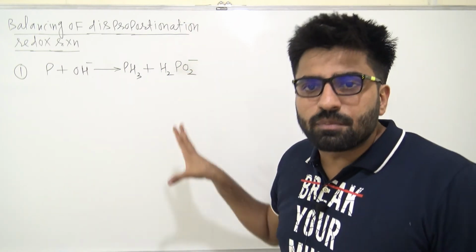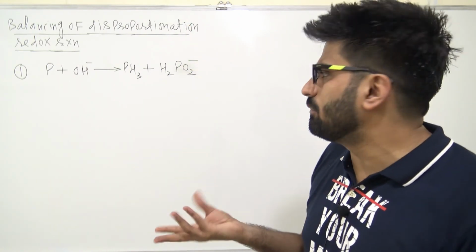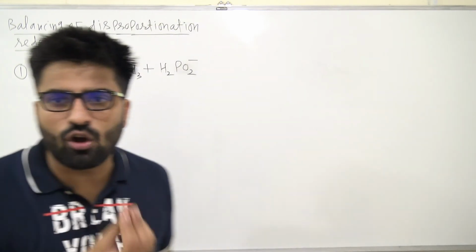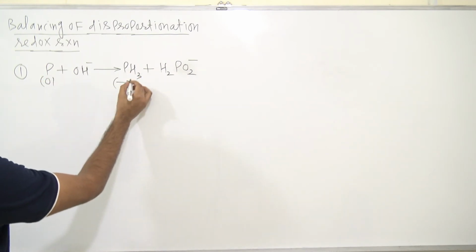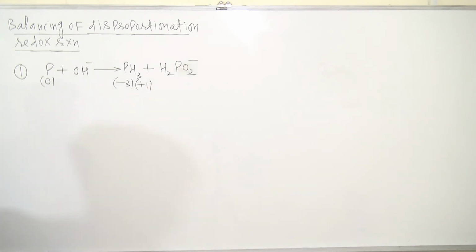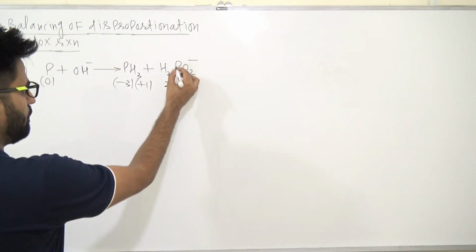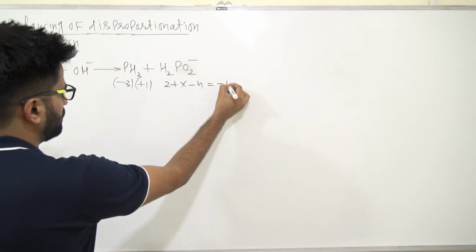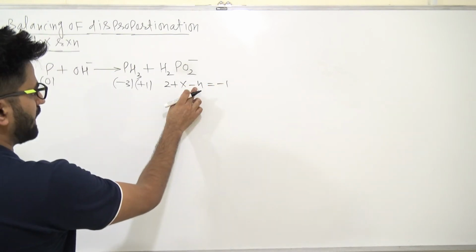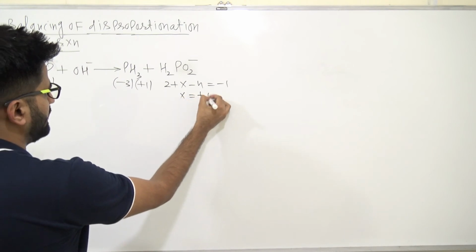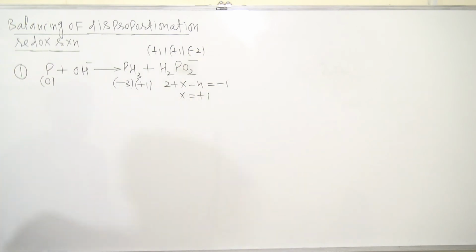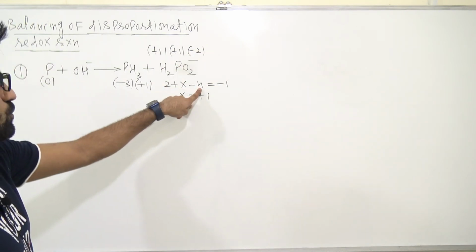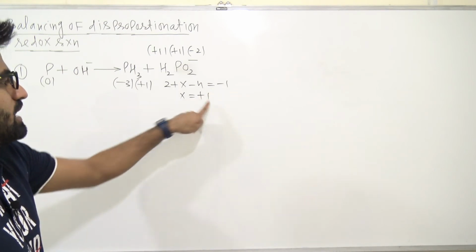So what is the meaning of disproportionation redox reaction? I know maximum of you already know it. See, with the help of an example I will discuss. Here phosphorus is 0. Here this is phosphine gas, where phosphorus is -3, hydrogen is +1. And if you calculate phosphorus here, 2 plus x minus 4 equal to -1, so x would be +1. So here hydrogen is +1, phosphorus is also +1, and oxygen is -2.